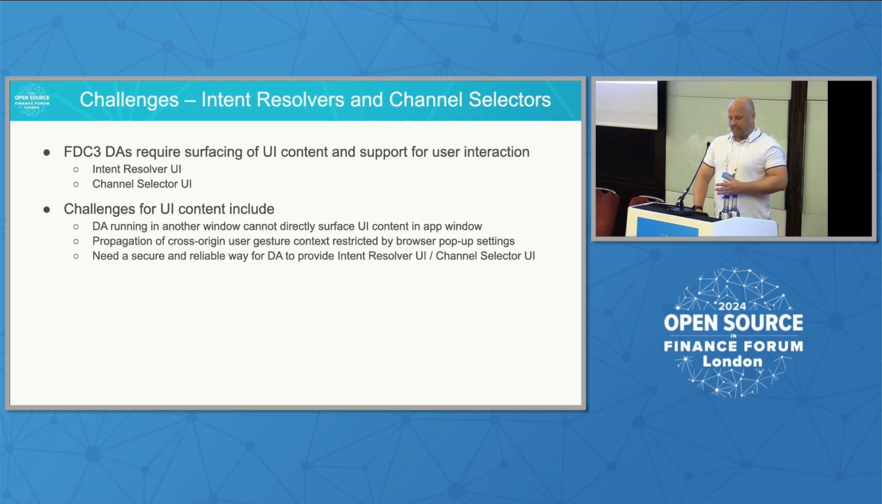There's additional challenges in terms of things like propagation of user gesture context on a cross-origin basis. This can be problematic if you want to do something like invoking a window.open to serve as UI contents. So this means we need a secure and a reliable way to provide intent resolvers and channel selectors.